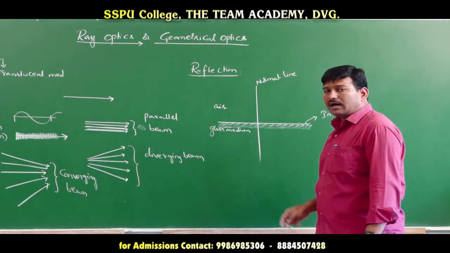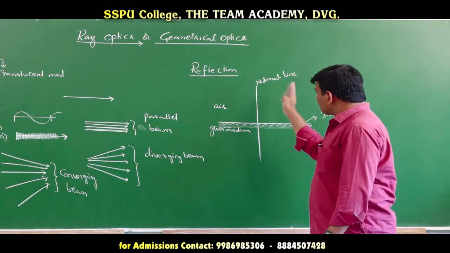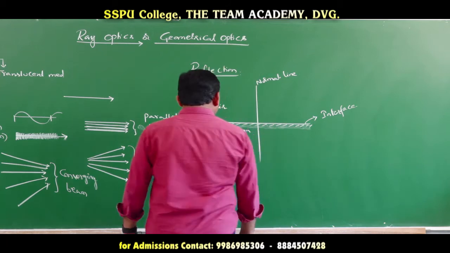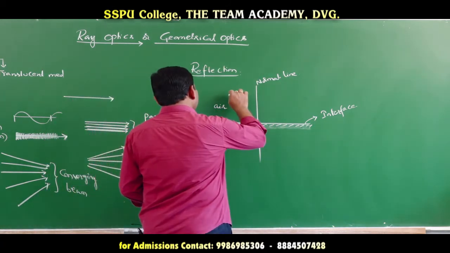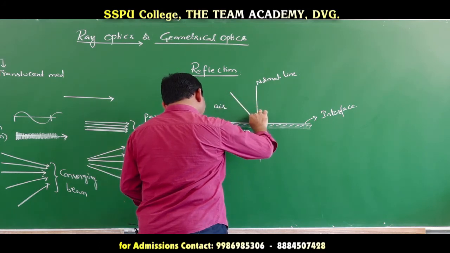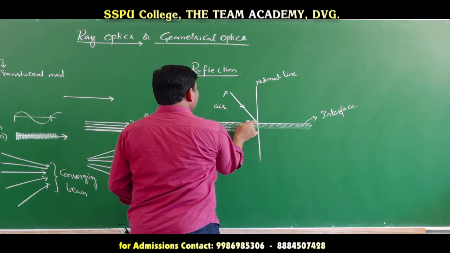What is an interface? A plane which separates two optical media is said to be an interface, and a line which is perpendicular to the interface is said to be the normal line. Now, I will consider a light ray which is falling on the air-glass interface like this. This is the light ray which is falling on the air-glass interface. Let me name it PQ.